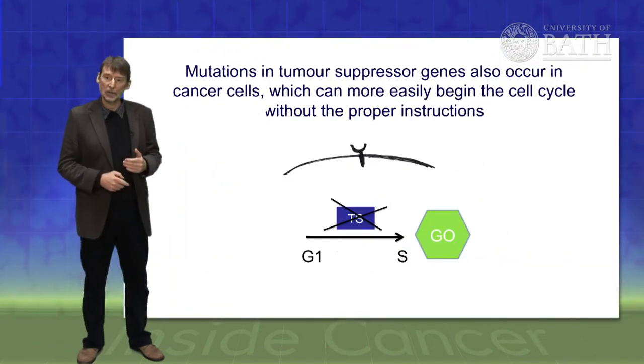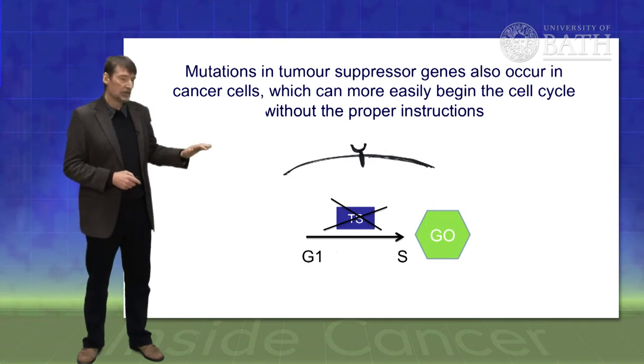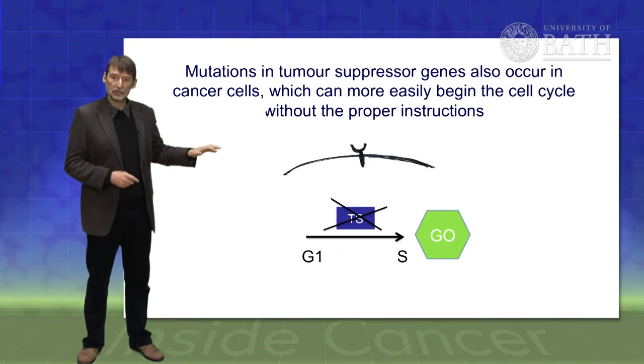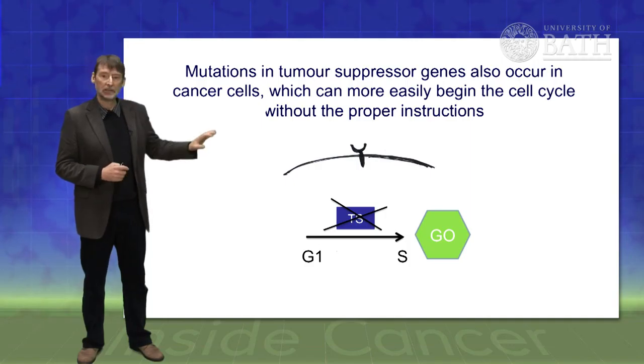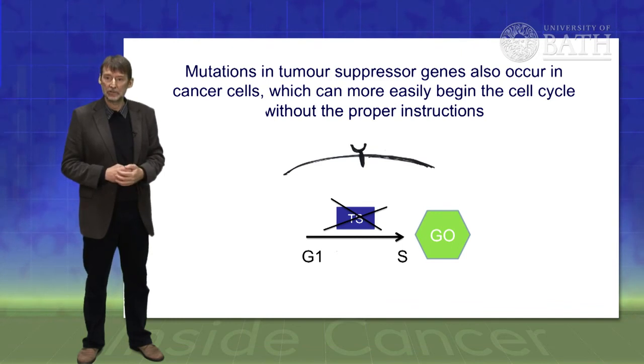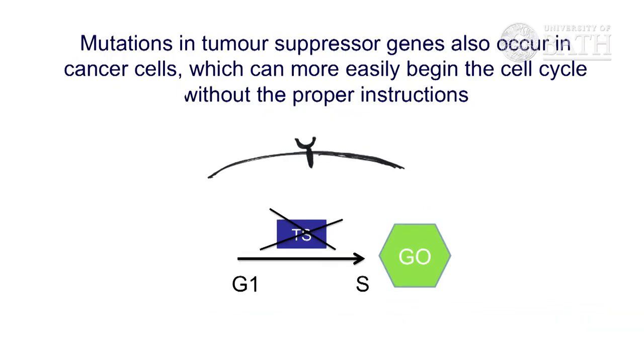So another thing that goes wrong in cancers is that these tumor suppressor components, or their genes, become mutated. And if they're mutated and can't work, then again it's easier for the cell to pass through that first part of the cell cycle, even when there's no signal present. So we have both oncogenes and tumor suppressors, which are mutant forms of the normal controls over cell proliferation or division, which you see in cancers.